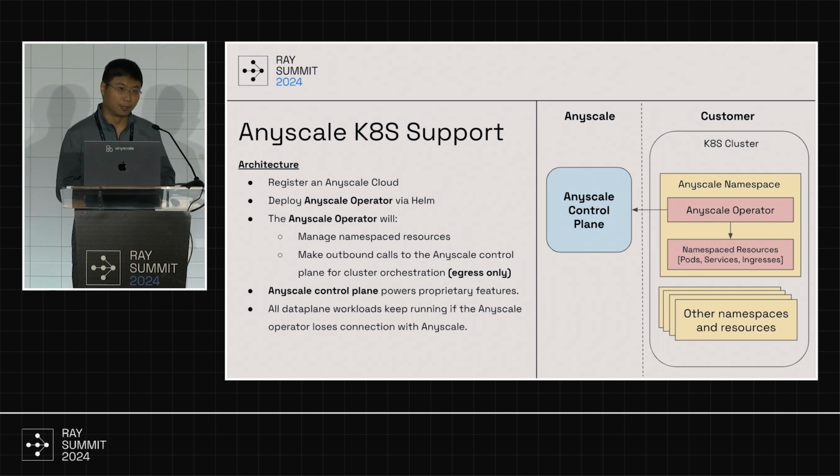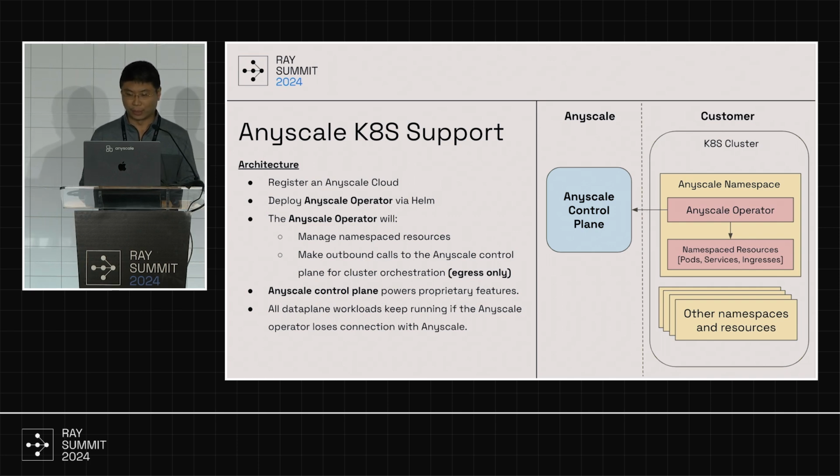And the Anyscale operator will start to make outbound calls to the Anyscale control plane, which provides all the smartness, providing good operations for cluster orchestration decisions, and the Anyscale operator will execute all the operations in the data plane. And this traffic is egress only. And even when the connection between the Anyscale control plane and the Anyscale operator is temporarily broken, it's fine. The Anyscale operator can keep managing all the resources in the data plane, keep them running as is, and once the connection is re-established, the Anyscale operator can resume all the operations it needs to do.